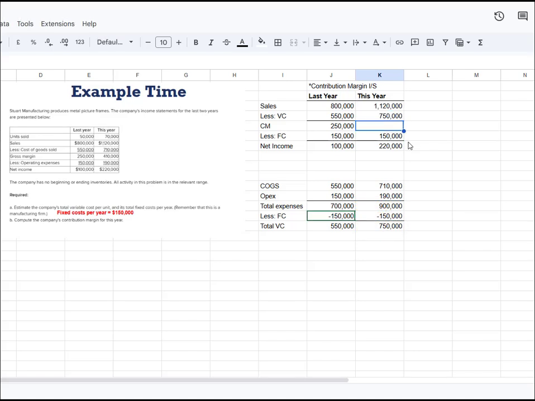And so then I have my sales less my variable costs gives me my contribution margin of 370,000. I math this out, 370 minus 150 equals 220. 220 matches, and I have just turned my traditional income statement into a contribution margin statement. Apologies, correction. We have just turned our traditional income statement into a contribution margin income statement.